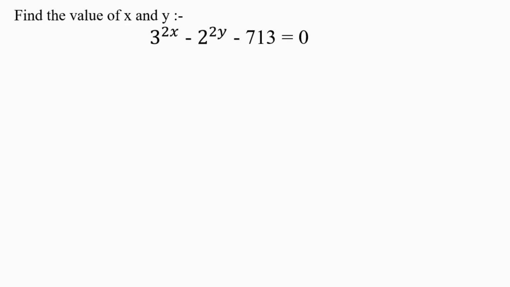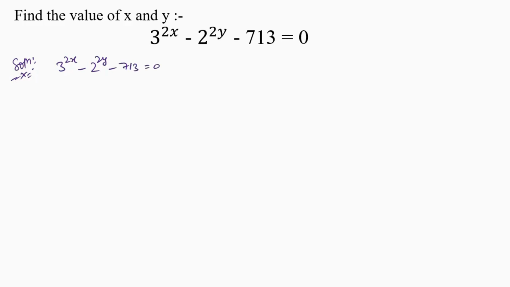Today we are going to solve an interesting math problem in which we have to find the value of two variables x and y, and we are given only one equation. So let's start. We are given 3 raised to power 2x minus 2 raised to power 2y minus 713 equal to 0.